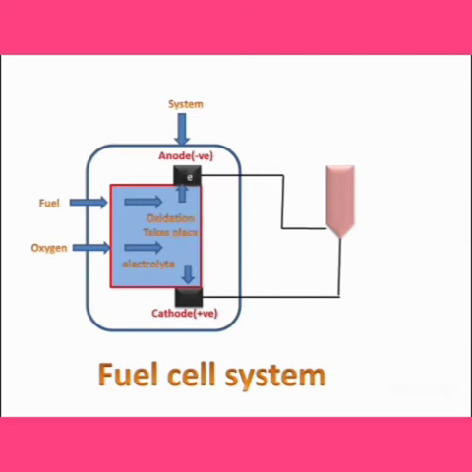Now, we will see oxidation takes place and electrons will be released by the anode, which will go to the cathode, and the light bulb will be glowing. So, this is the fuel cell system in which fuel energy is released and directly converted into electrical energy.